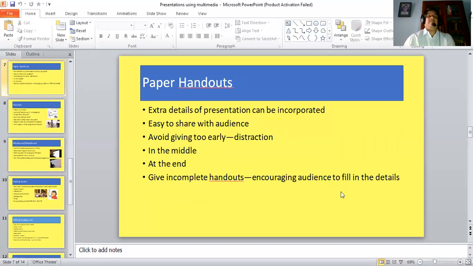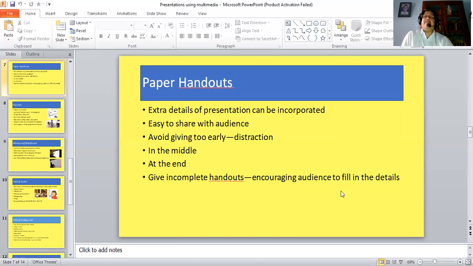Now, some of the most traditional of these aids have been the handouts or paper handouts. Now, extra details of presentations can be incorporated over there. So if you have extra materials which you are not able to accommodate in your presentation slides, or if you have some extra information or maybe a point or two which you could not include in your presentation for length's sake, then you can easily share that with your audience.